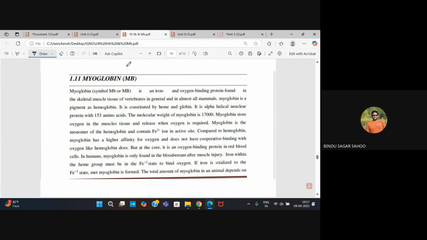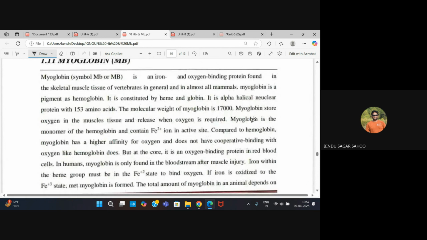You can read it out here also. Myoglobin is the monomer of hemoglobin that contains Fe2+ ion in the active site. Compared to hemoglobin, myoglobin has a higher affinity for oxygen. Myoglobins are particularly present in muscle tissue; they are not present in the lungs. In muscle tissue the partial pressure is low. In this condition hemoglobin can release the oxygen, and myoglobin has a higher affinity to bind with the oxygen.